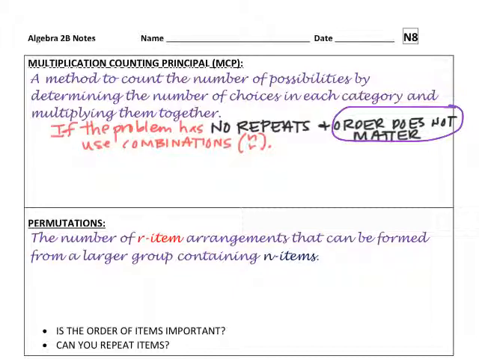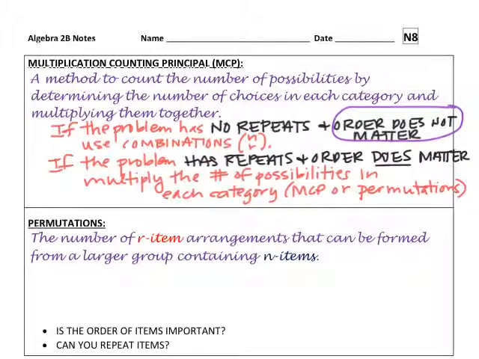One last thing that I would like you to add into this box: if the problem does have repeats and order does matter, then multiply the number of possibilities in each category by using the multiplication counting principle or permutations. So you may want to review the last example that we just did with the license plate, or just wait, you'll see another example of this in the same video.